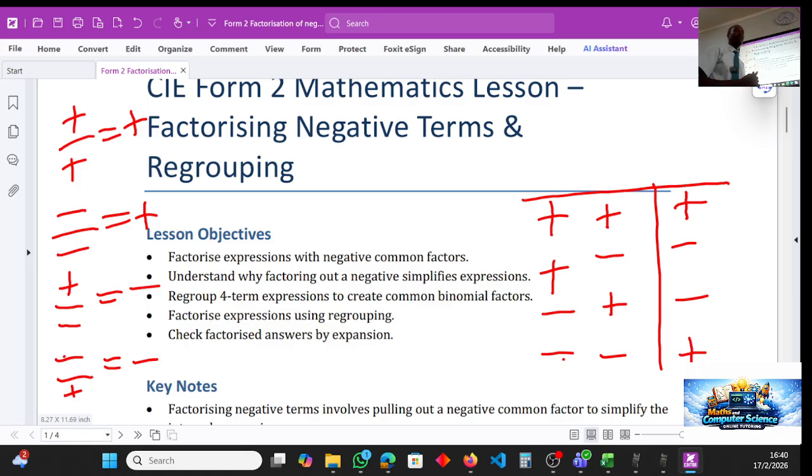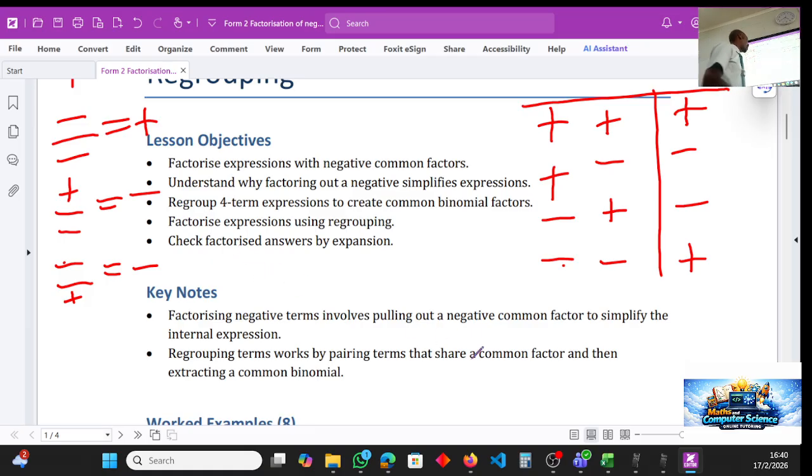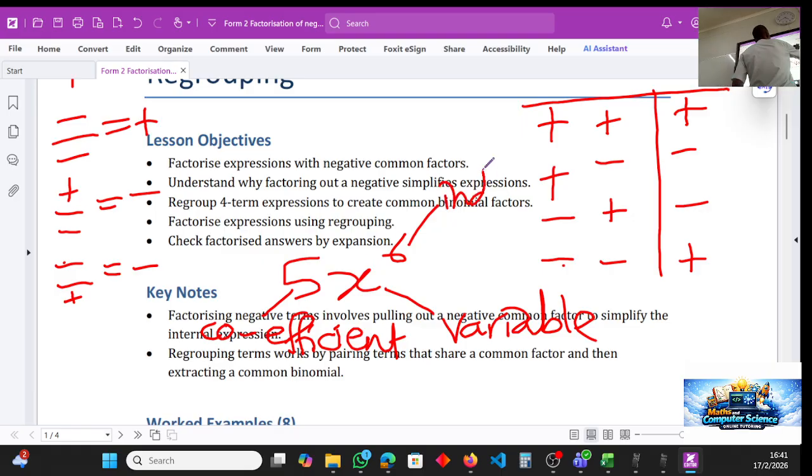We are also going to be regrouping and simplifying like terms. Terms are alike if they carry the same variable and exponent. I'll give an example of a term. Say, for instance, I have 5x to the power 6. This 5 before the letter, we call it the coefficient. The letter itself is referred to as a variable. Then the small 6 on top of the variable is an index or an exponent. So that's a typical term we would have in an expression.